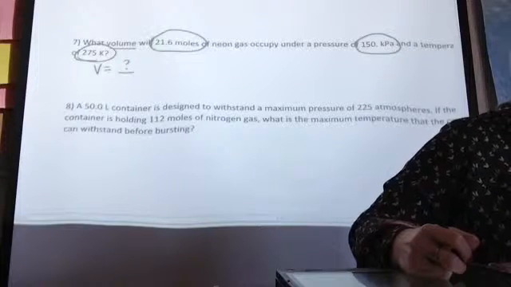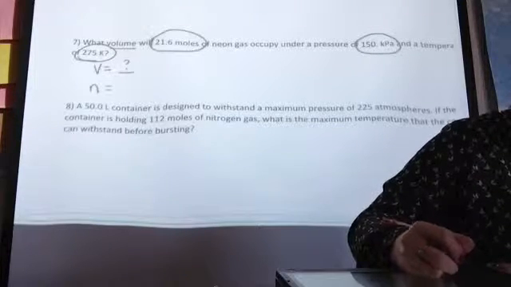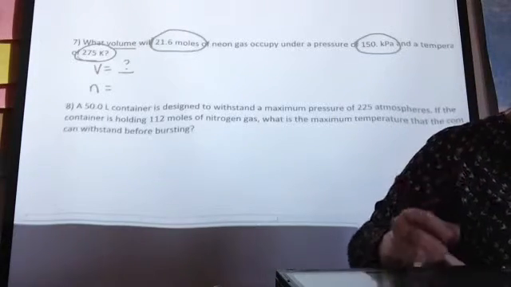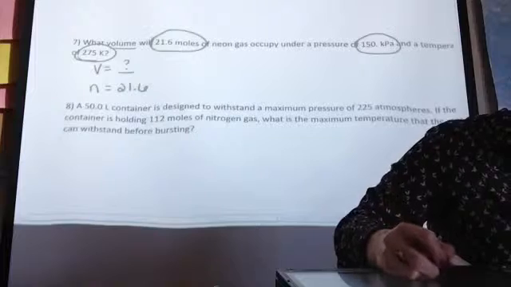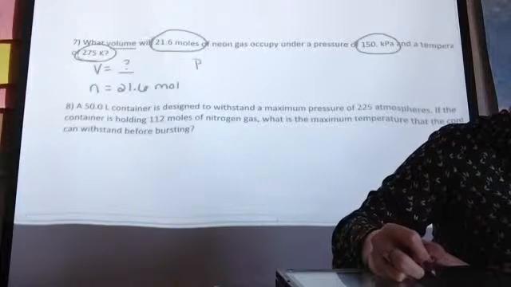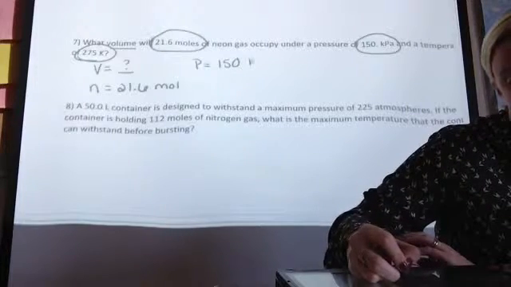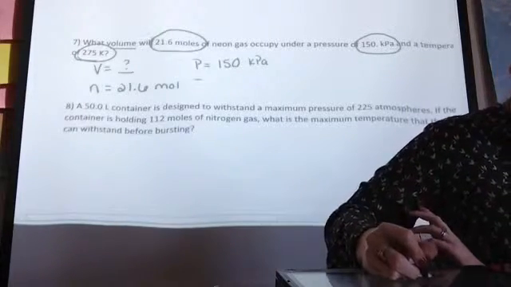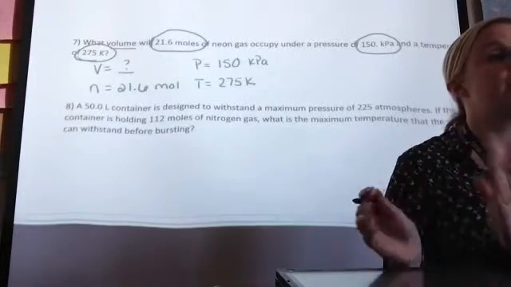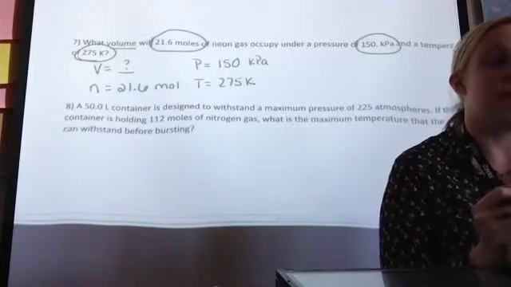21.6 moles, that is the amount of gas. Remember we said moles are like dozen. And that is N, the variable N in the gas law equations. So N is 21.6 moles. My pressure is 150 kPa. And my temperature is 275 Kelvin. Now, do I need to do anything with the temperature in terms of converting? No, because it's already in Kelvin.